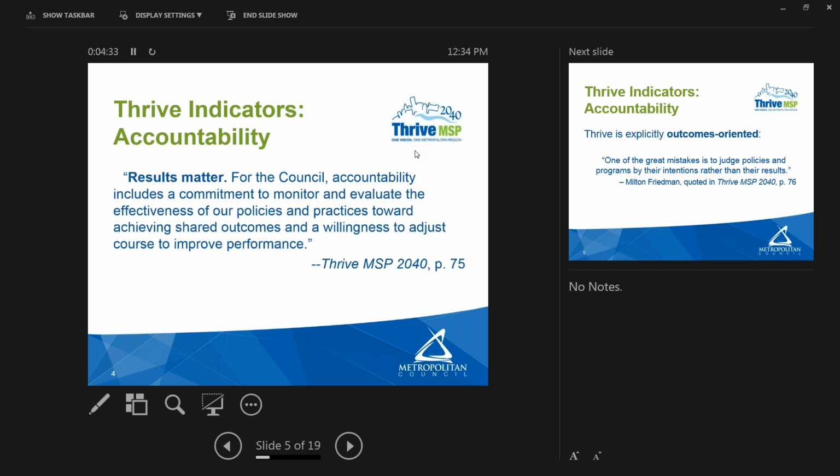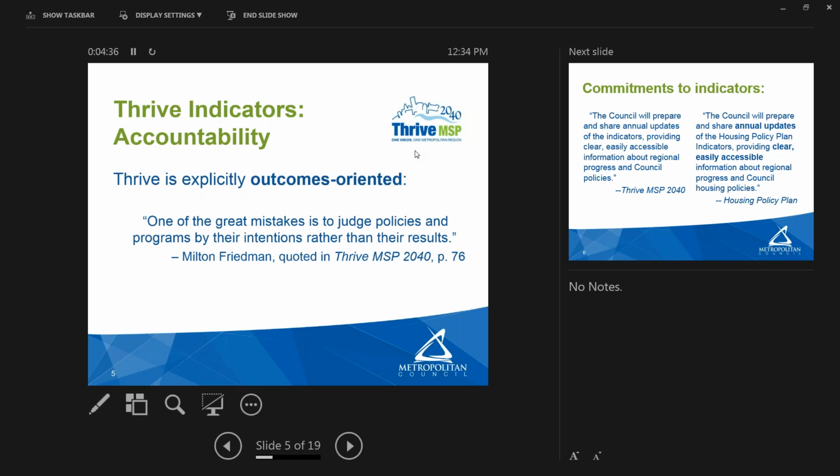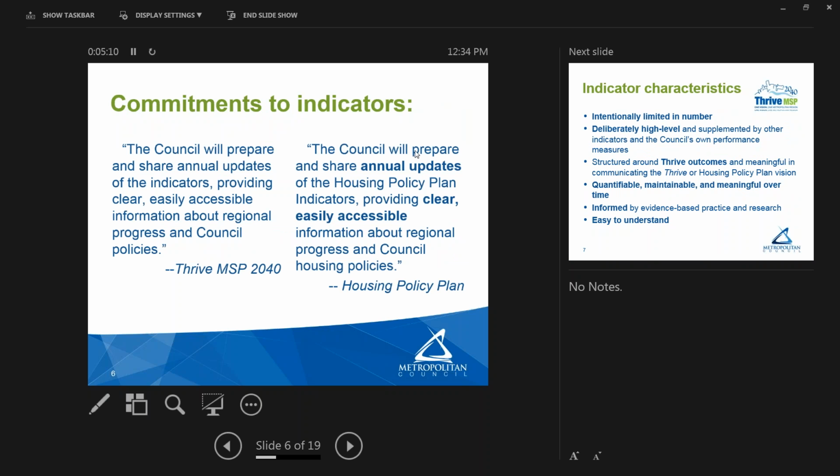So inside of this is the accountability principle, and Thrive is also explicitly outcome-oriented. And so one of the few times we've seen Milton Friedman quoted is to say, one of the great mistakes is to judge policies and programs by their intentions rather than their results. So thinking about this, Thrive itself is written with a commitment to look at the outcomes around which the entire plan is structured, and then a commitment to monitor and measure the results, which is why we have the conversation about indicators. And so inside Thrive, there's a commitment to develop a set of indicators.